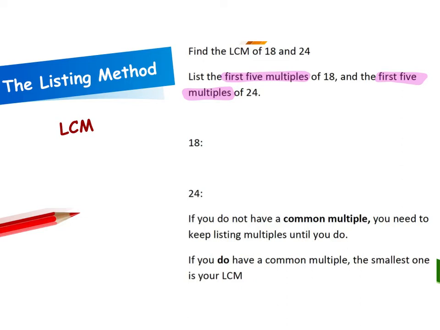18 times 1 is 18. 18 times 2 is 36. 18 times 3 is 54. 18 times 4 is 72. And 18 times 5 is 90. So we've listed the first 5 multiples of 18, and now let's list the first 5 multiples of 24.